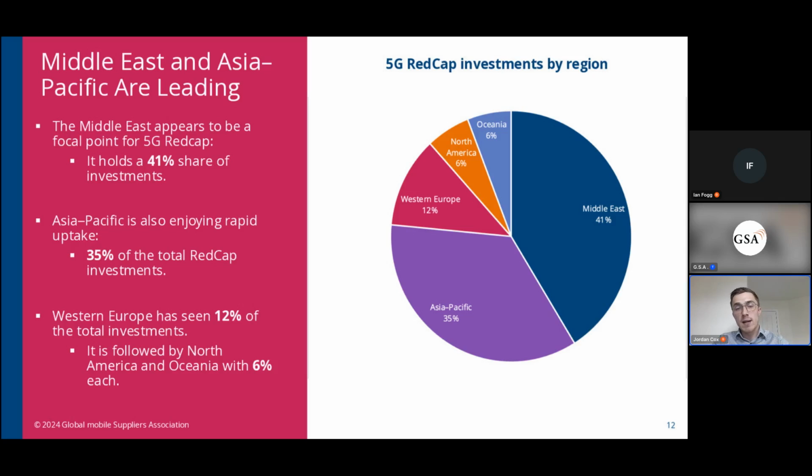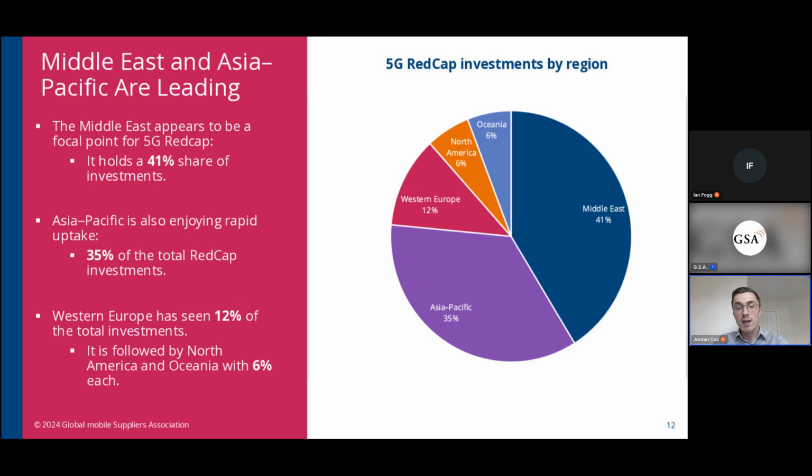Looking at the RedCap data more closely, and particularly regionally, a few pictures are already being painted. Firstly, the Middle East appears to be a focal point for current 5G RedCap investments, currently holding a 41% share of the total global investments in the technology. The trend toward the Middle East may be attributed to the region's rapid adoption of Industry 4.0 practices, with machinery-intensive industries such as oil and gas being very prominent in the region.